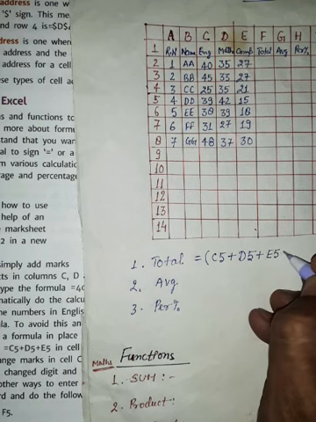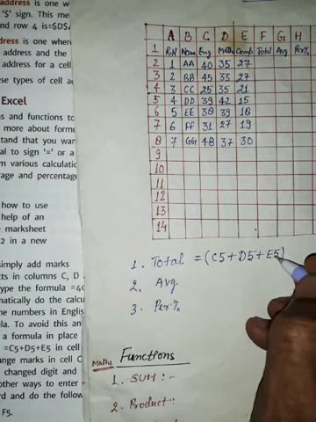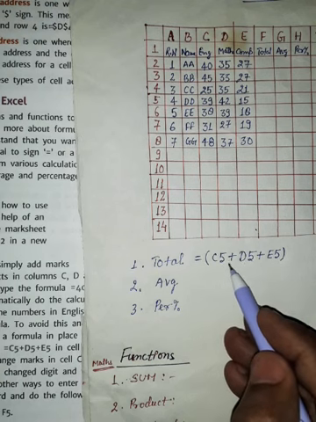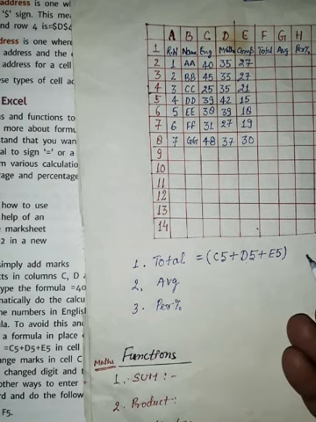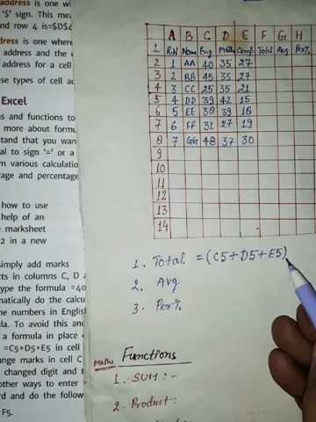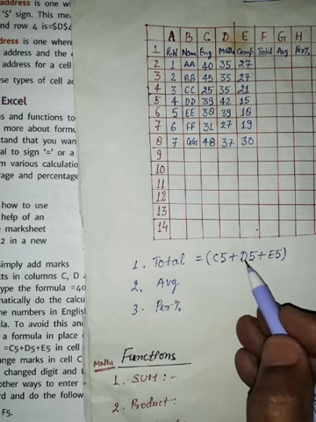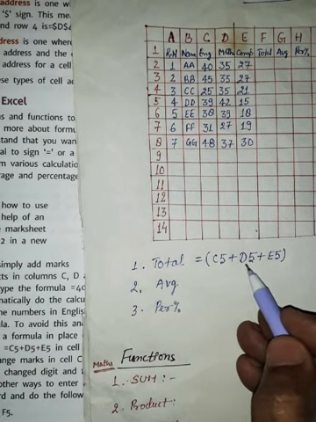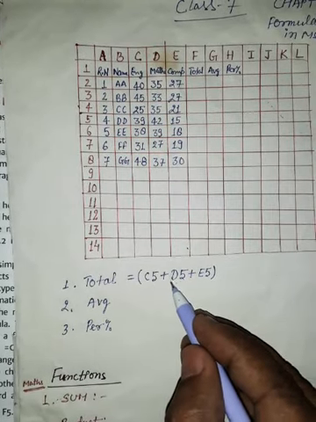This will show on the formula bar or in your cell. So this is entering the cell addresses. When you press the enter key, the calculation is executed automatically. This is the combination of using the mouse and the keyboard to get the calculation. Otherwise you can also write C5 plus D5 plus E5.